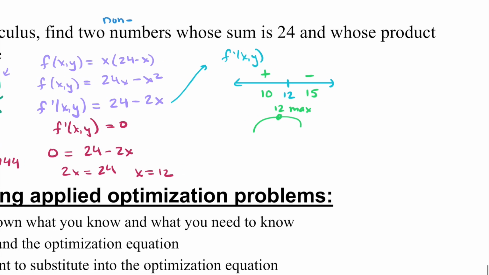Now, something else we could have done, we could have actually found the second derivative. Well, what does the second derivative tell us? 24 minus 2x, derive that, we get negative 2. This means it is always concave down.